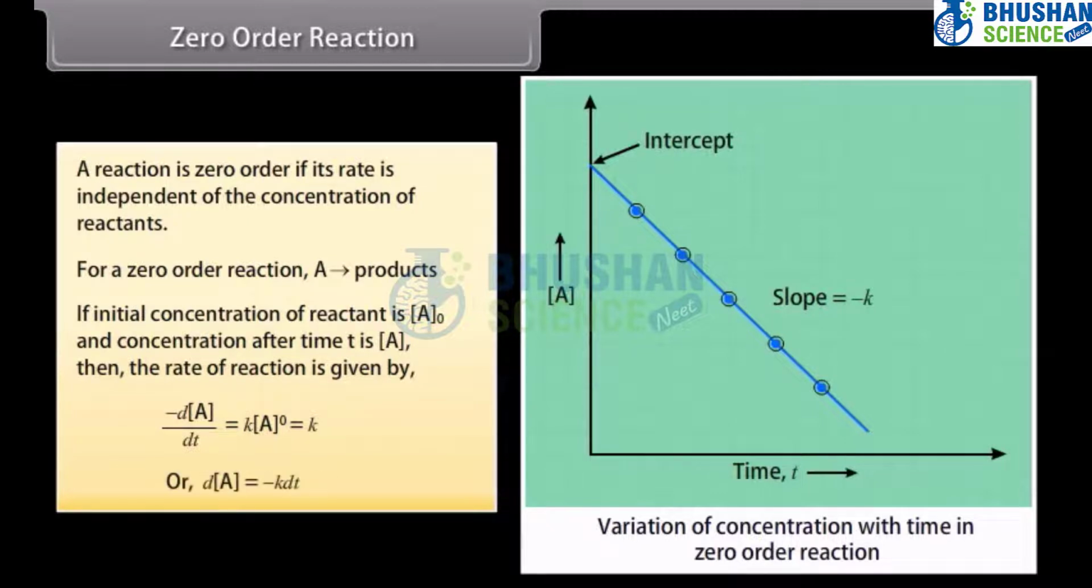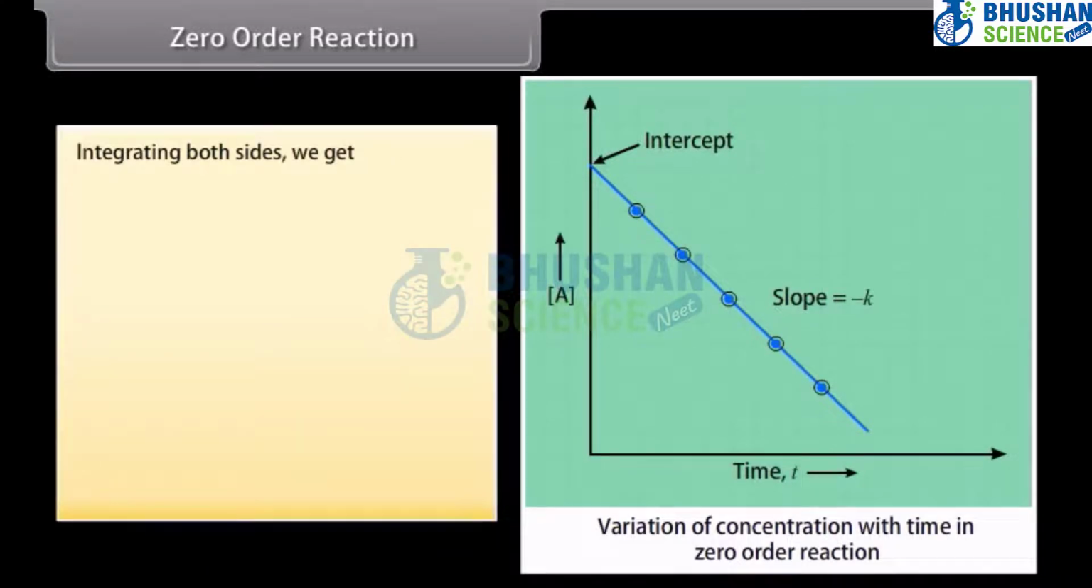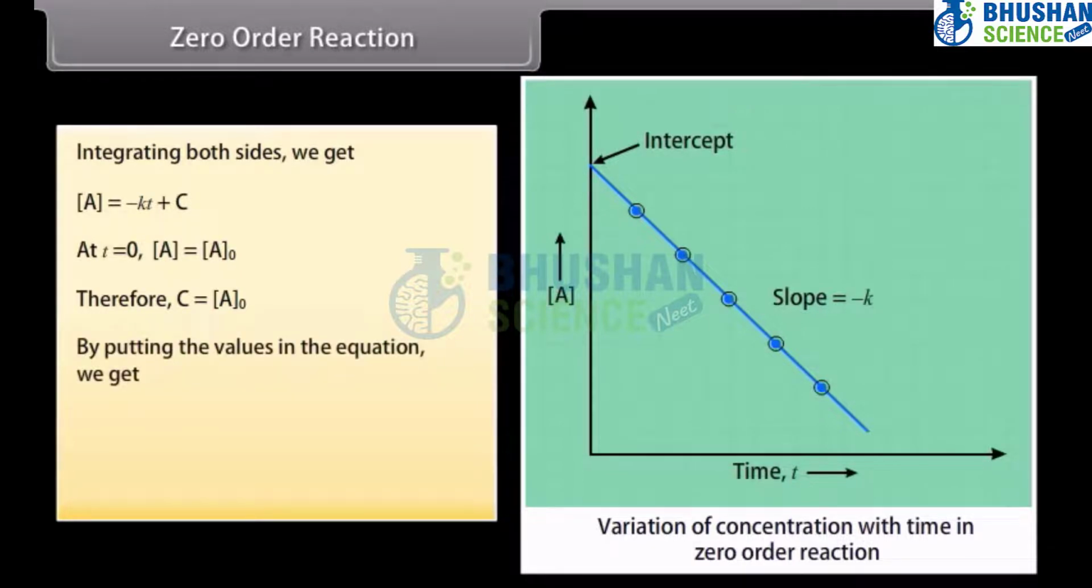It can be written as dA is equal to minus k dt. Integrating both sides, we get A is equal to minus kt plus C. At t is equal to 0, A is equal to A naught. Therefore, C is equal to A naught. By putting the values in the equation, we get A is equal to minus kt plus A naught, or it can be written as k is equal to 1 upon t multiplied by A naught minus A.